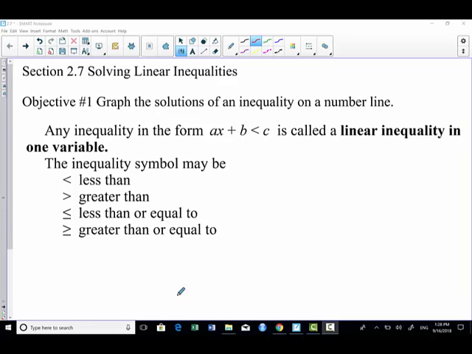Any inequality in the form x plus b less than c is called a linear inequality in one variable x. The inequality symbol may be less than, greater than. With an underscore, we say that is less than or equal to, and greater than or equal to.